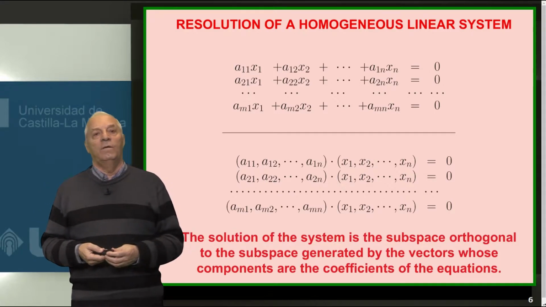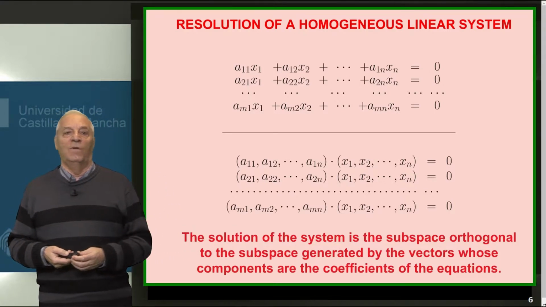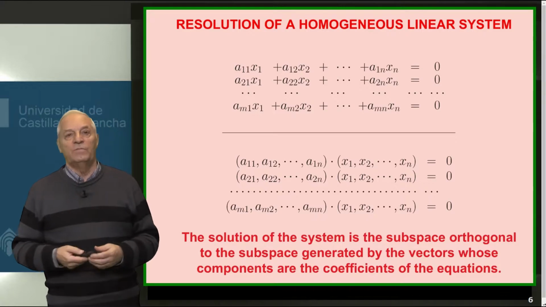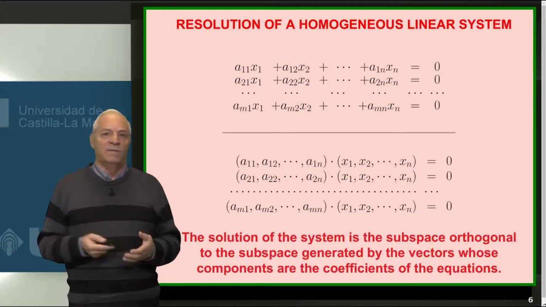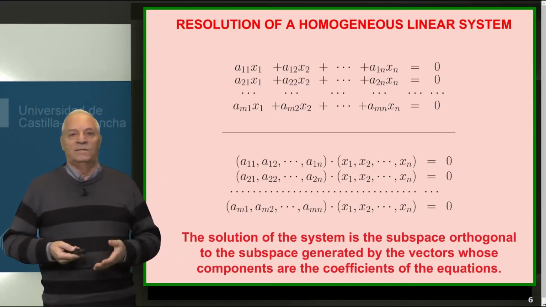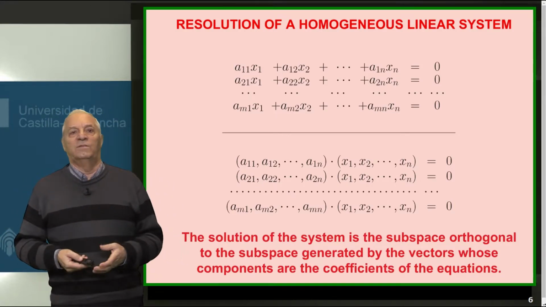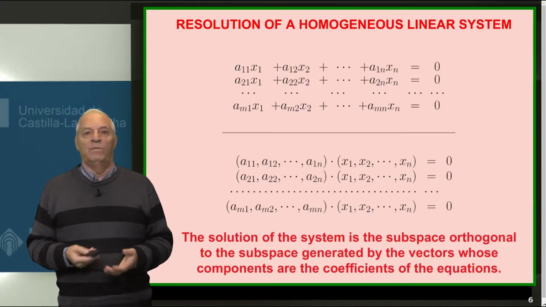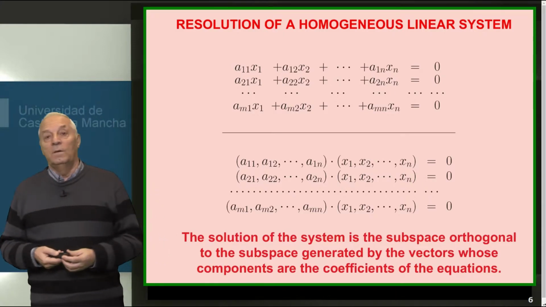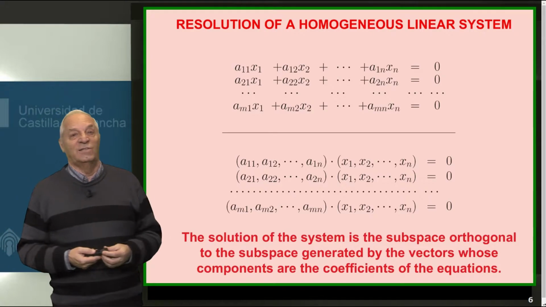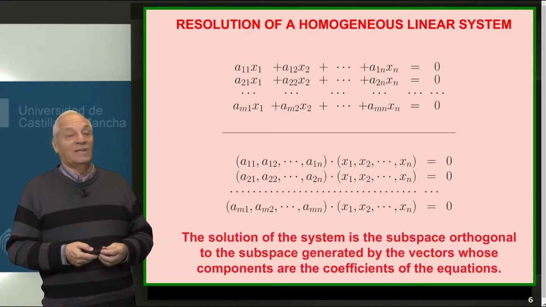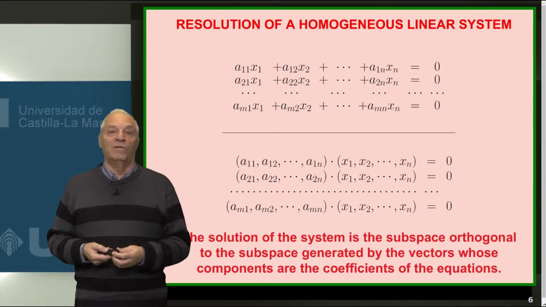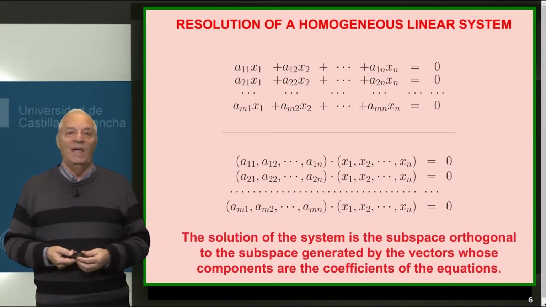Analogously, we could write the other equations as scalar products of the vectors of the coefficients of each equation by the vector of the unknowns equal to 0, and so, all of them. What I want you to see clearly is that the system above is exactly the system below; they express the same conditions and, therefore, they have the same solutions. But the system below is telling us something very interesting.